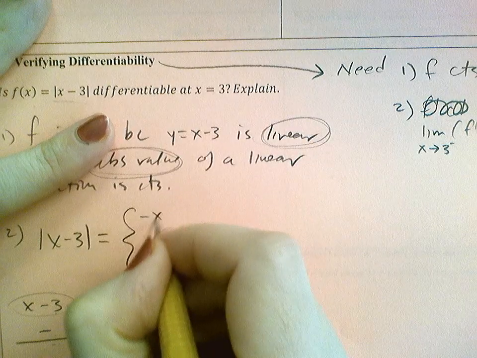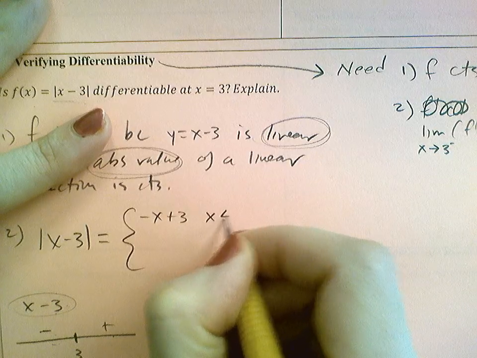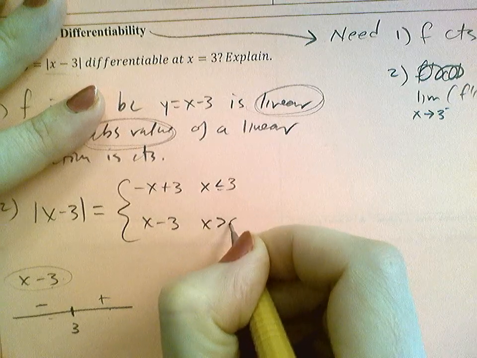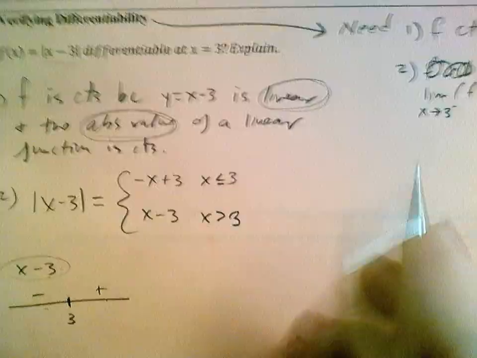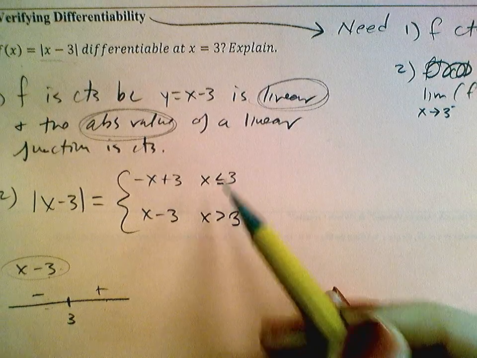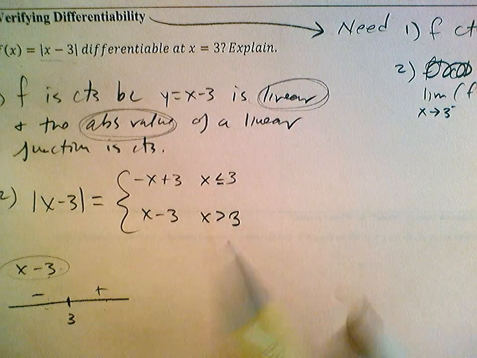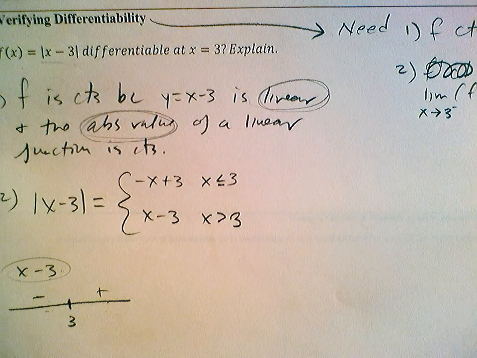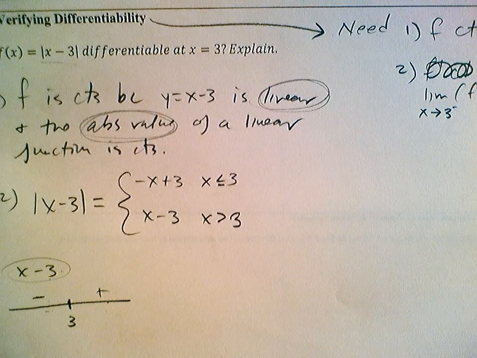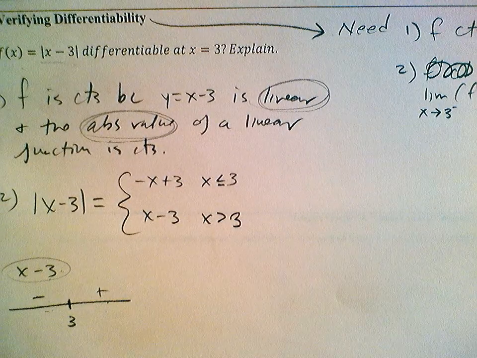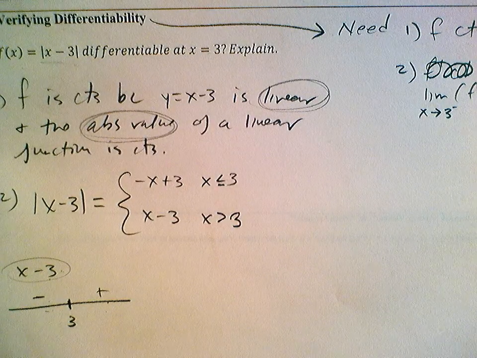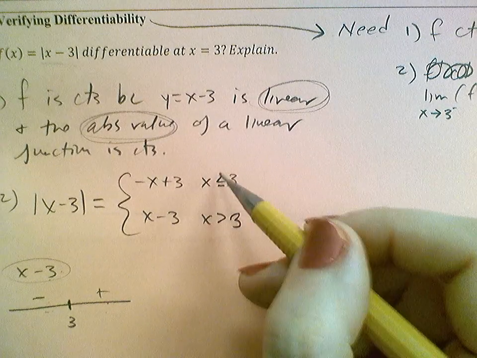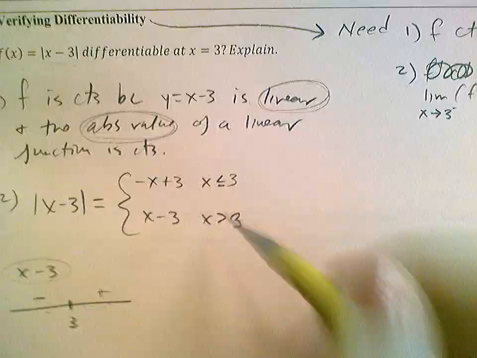So it's negative x plus 3 for x is less than or equal to 3, and it's positive x minus 3 for x is greater than 3. Now, it doesn't matter where you put the less than or equal. It could go up here or it could go there, but it can't go with both, because if it's with both, then it's not a function anymore. Every input needs only one output. So you want to include 3 as an endpoint, but you can only do it on one of those.